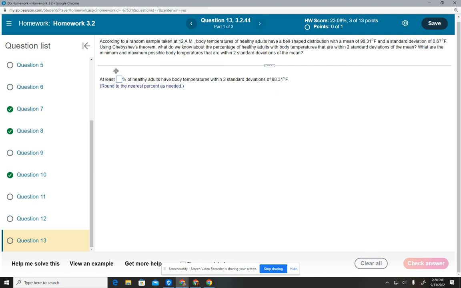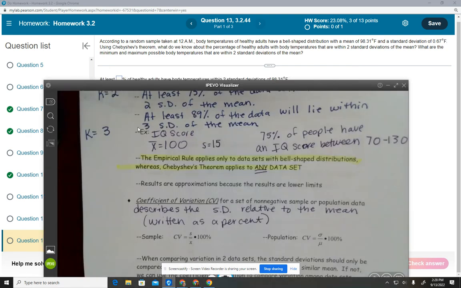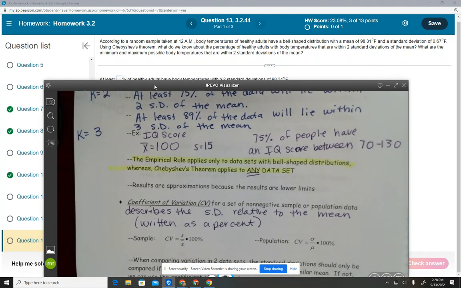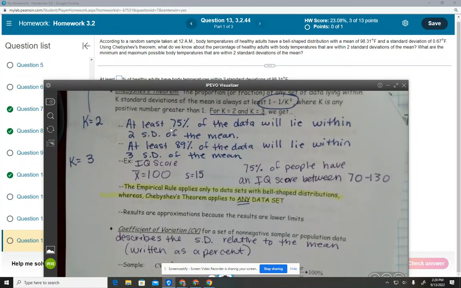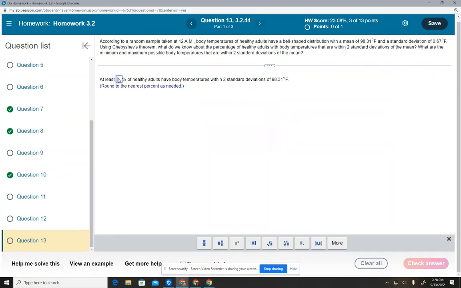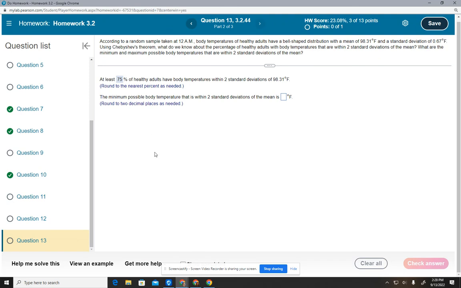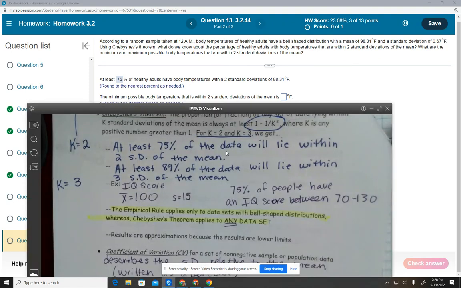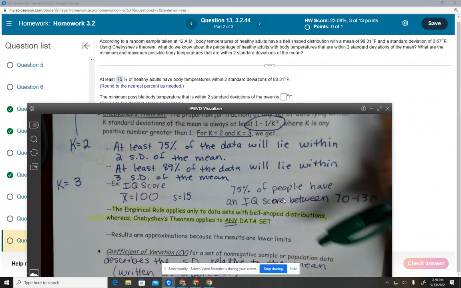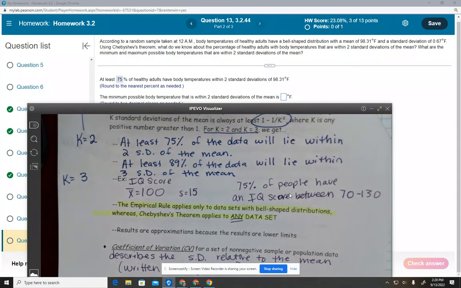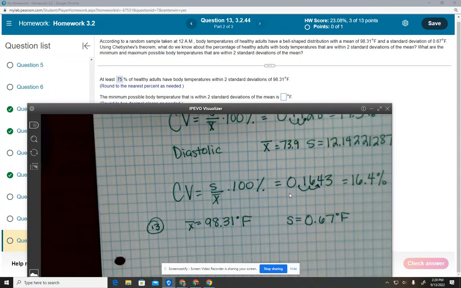So let's look back at our notes. What do we know about within 2 standard deviations? Here it is. At least 75% of the data will lie within 2 standard deviations of the mean. So we want the min. So in order to find this, we are going to do 2 standard deviations above, 2 standard deviations below to find out what those values are.